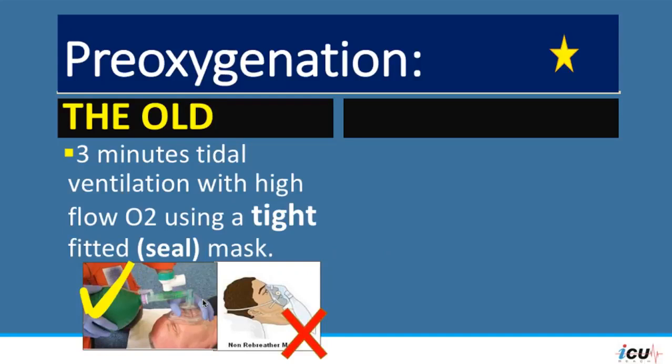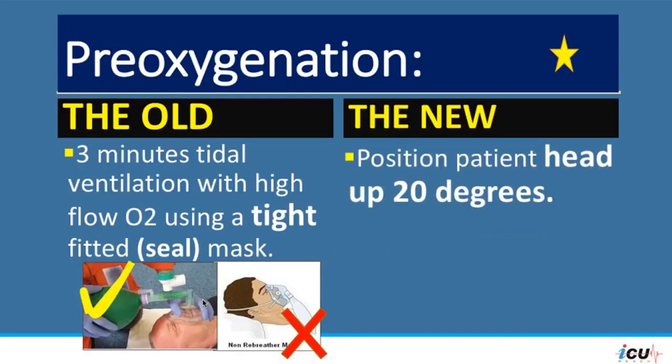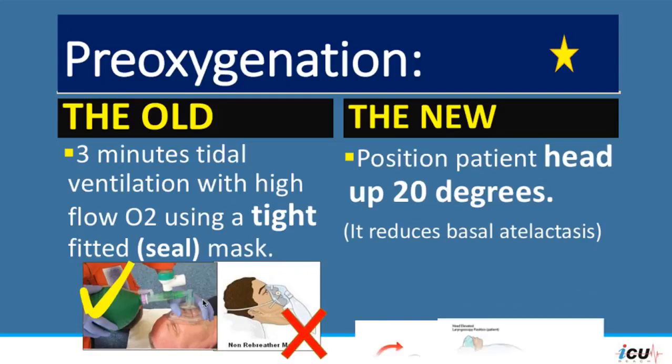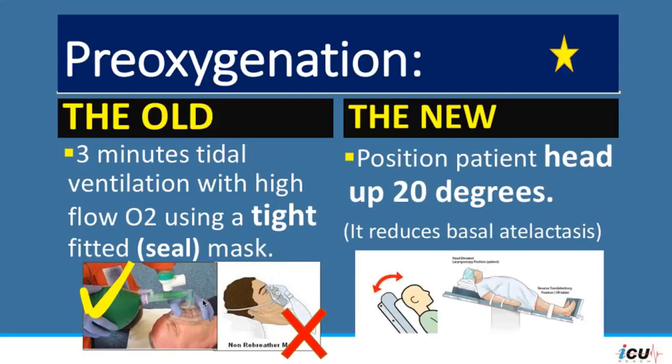New evidence now emerging that positioning the patient head up in 20 degrees will lead to reduction in the basal atelectasis, and they suggest that during pre-oxygenation, you put the patient head up. However, if you are dealing with an obese patient and you have already got them into the right position for intubation, then you can tilt the whole bed or table in the reverse Trendelenburg. As we said, this will increase your alveolar reservoir.